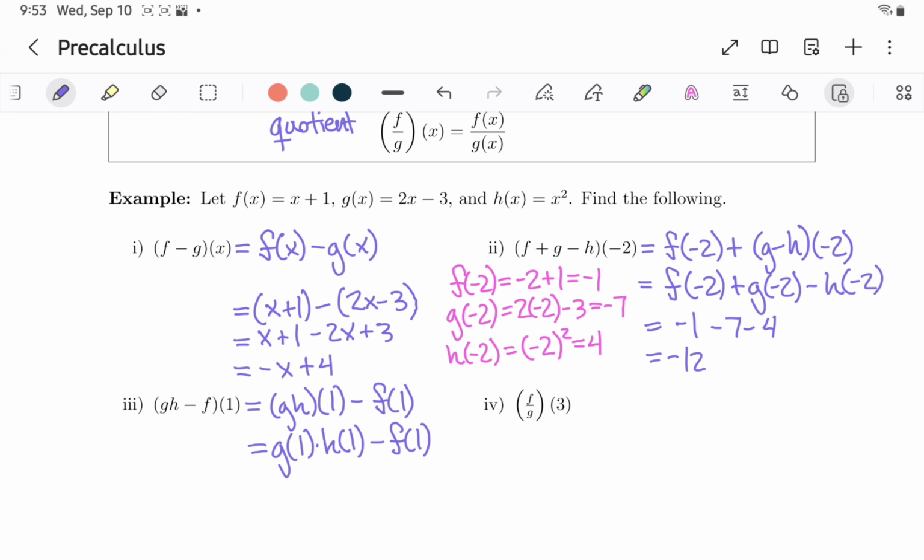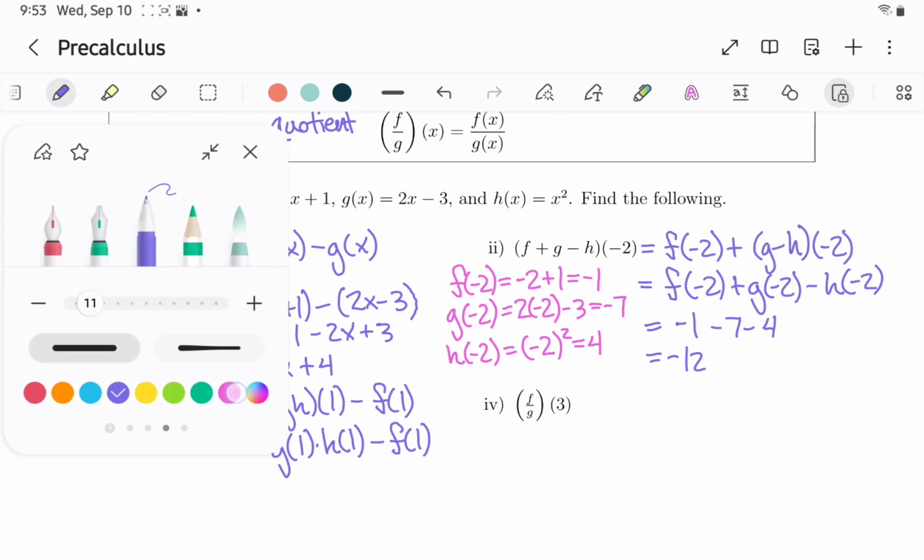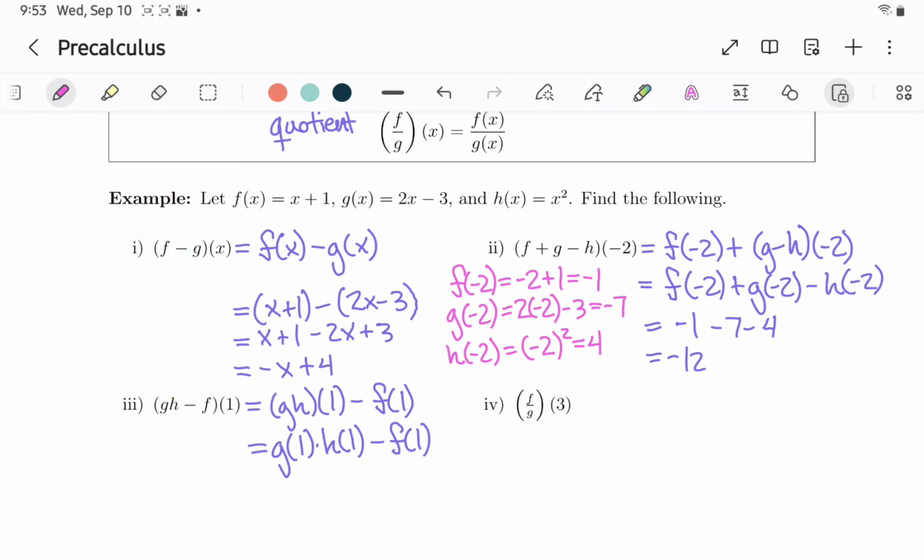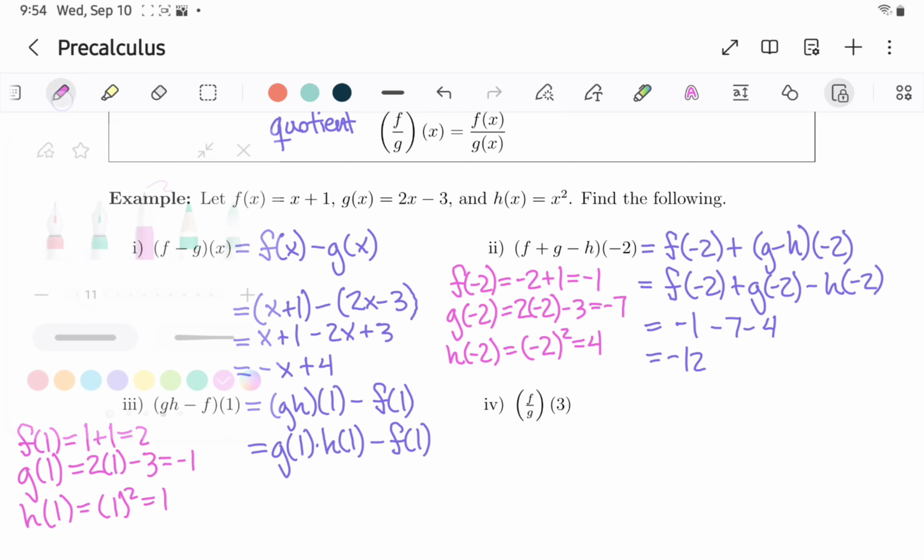All right. Now we can see that we want to figure out what g of 1, h of 1, and f of 1 are. So let's go off to the side and calculate those values really quick. So f of 1 is going to be equal to 1 plus 1, which is just going to be 2. g of 1 is going to be equal to 2, and then parentheses, put the 1 in there, minus 3. So we have 2 times 1 is 2, and then minus 3 is going to be minus 1. And then we have h of 1, which is just going to be equal to 1 squared, which is equal to 1. All right, so let's go and plug all that in.